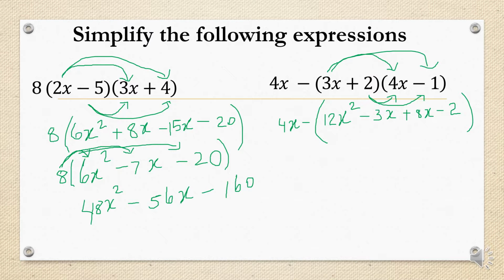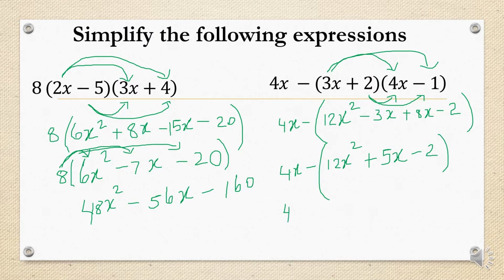So now we have 12x, or term in x squared, 1 term in x squared, 12x squared, and minus 3x plus 8x will give us a total of plus 5x minus 2. Okay, so now we have 4x minus 12x squared. So let's go ahead and expand this bracket.